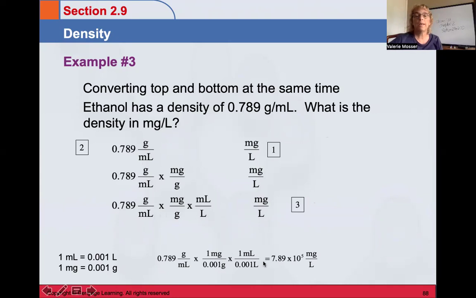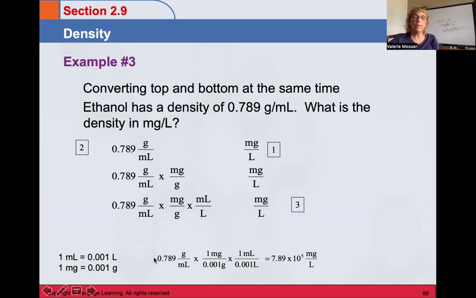Now let's come in and put our numbers in. Let's do our milligrams to grams. There is 1 milligram in 0.001 grams. 1 milligram, being 1 with the prefix, in 0.001 grams. And there is 1 milliliter, being 1 with the prefix, in 0.001 liters. 1 milliliter in 0.001 liters. Always be 1 with the prefix, putting the number 1 in front of the prefix.